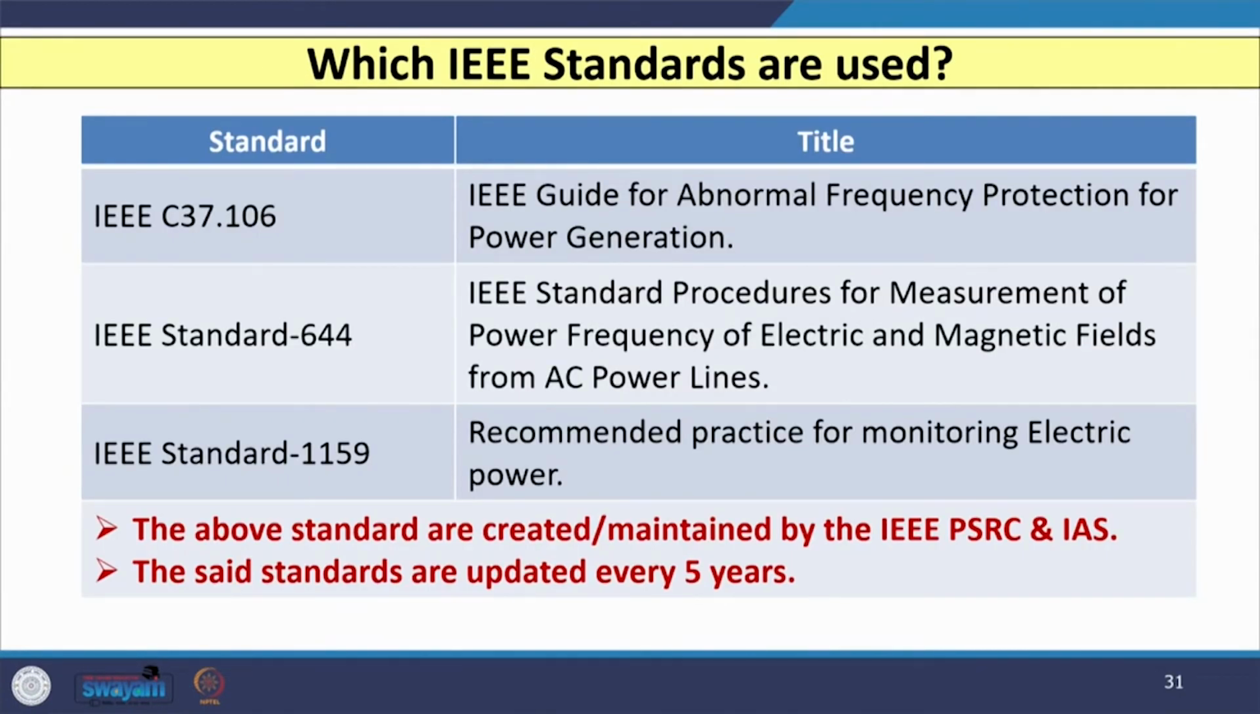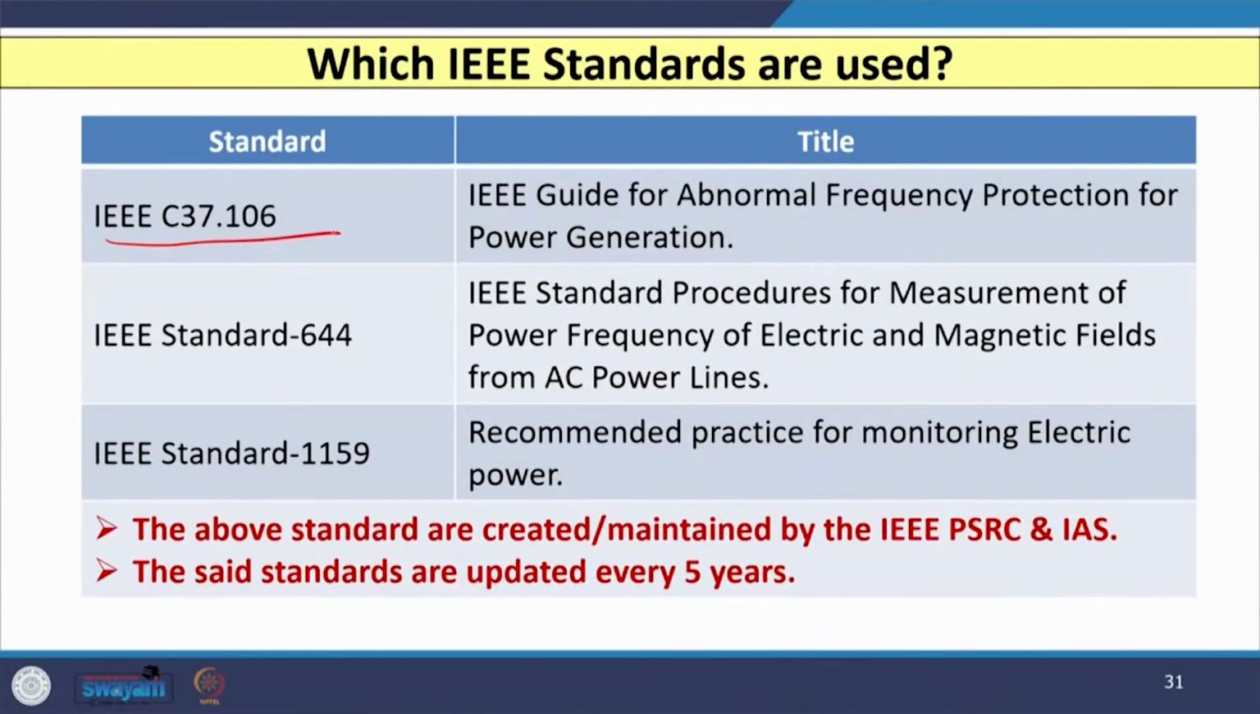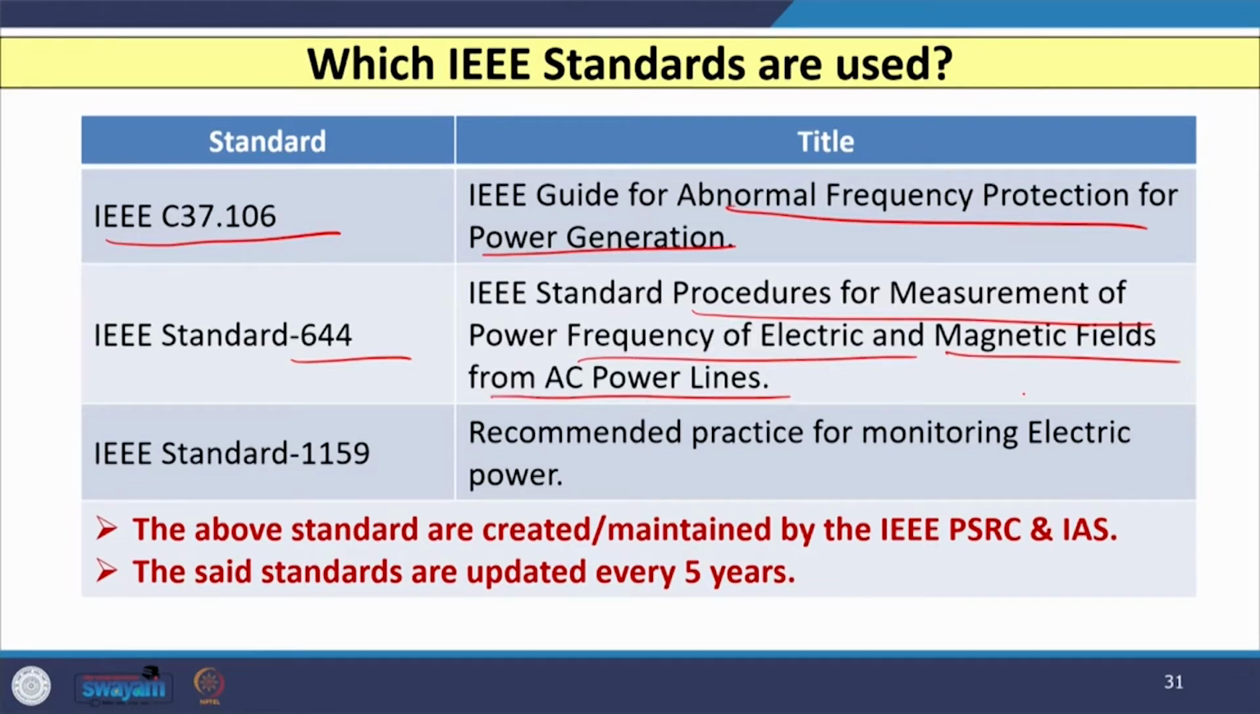Now, for all this we need to follow some IEEE standards. So, for that the IEEE C37.106 standard is there for abnormal frequency protection for power generation. The other standard is IEEE standard 644, and this is meant for the procedures for measurement of power frequency electric and magnetic fields from AC power lines. And another standard, IEEE 1159, is the recommended practice for monitoring electric power. So, these three standards are mainly used when we are dealing with load shedding and frequency relaying.